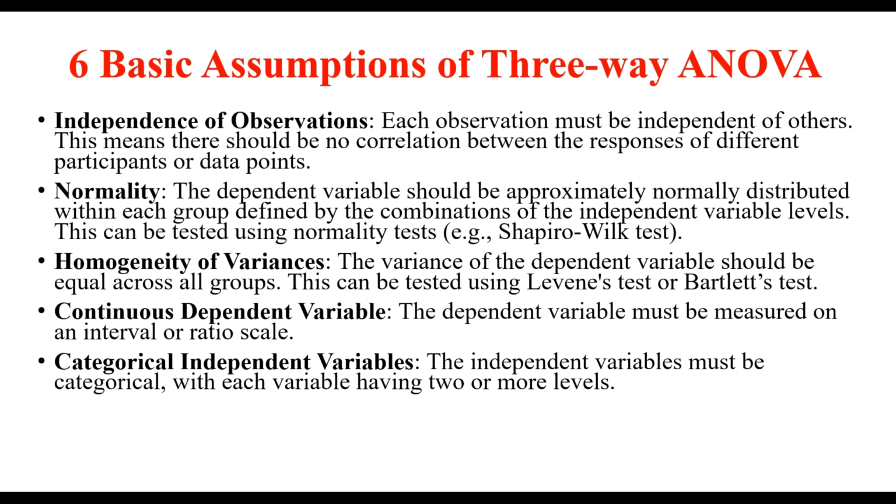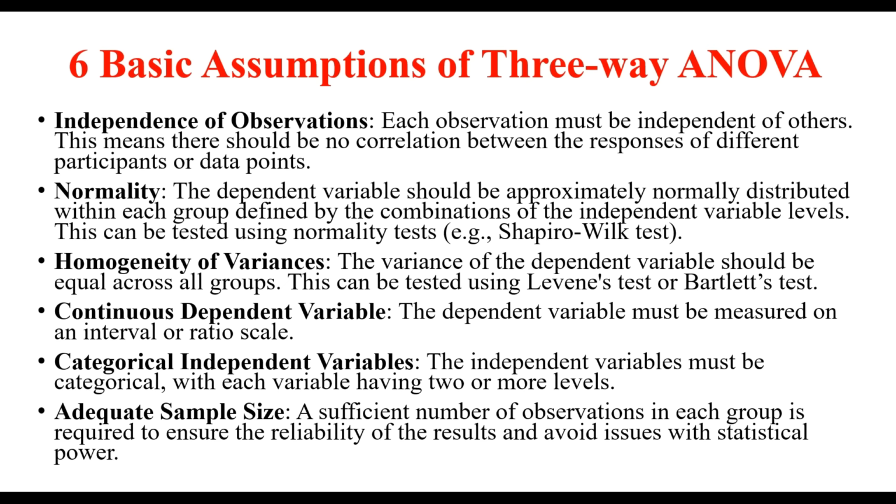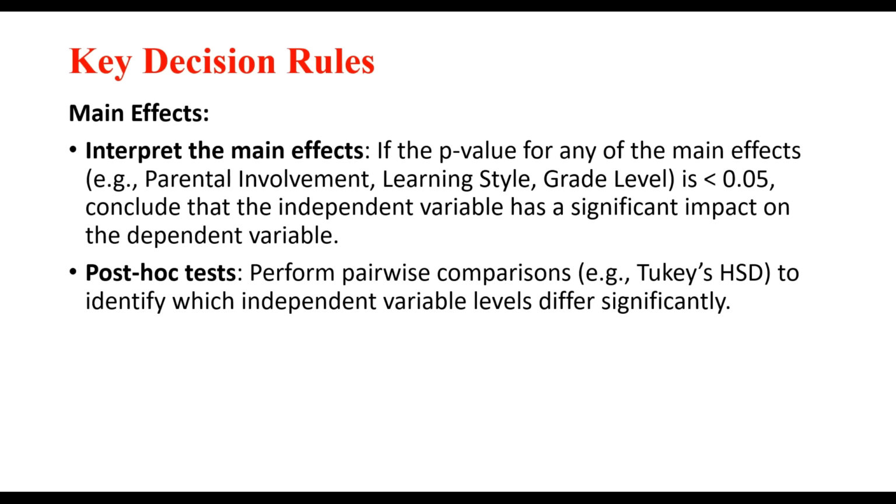For example, if we have gender as part of the independent variables, definitely you know that gender is male and female. That is 2 levels. Assuming you say prefer not to say, that means 3 levels, okay? Like the parental involvement: low level of involvement, moderate level of involvement, high level of involvement. That is three levels, okay? And then adequate sample size. A sufficient number of observations in each group is required to ensure the reliability of the result and avoid issues of statistical power.